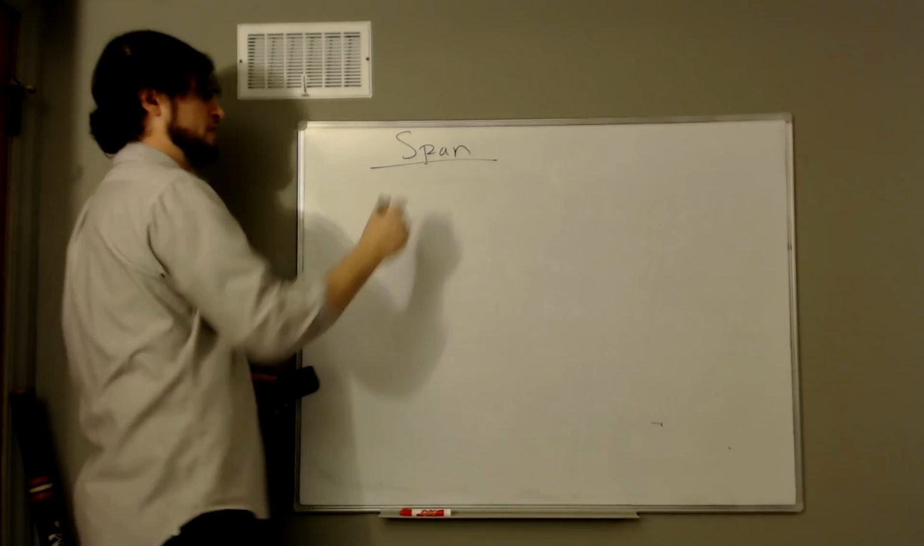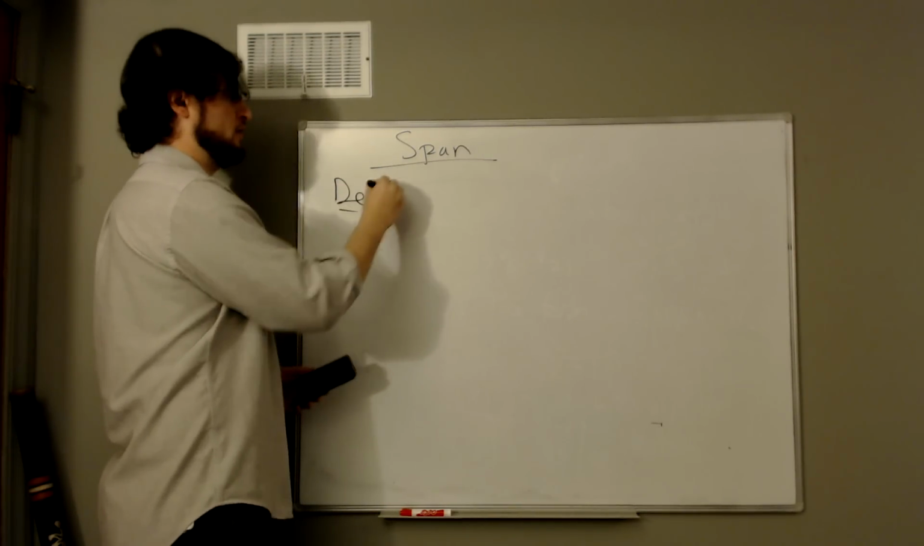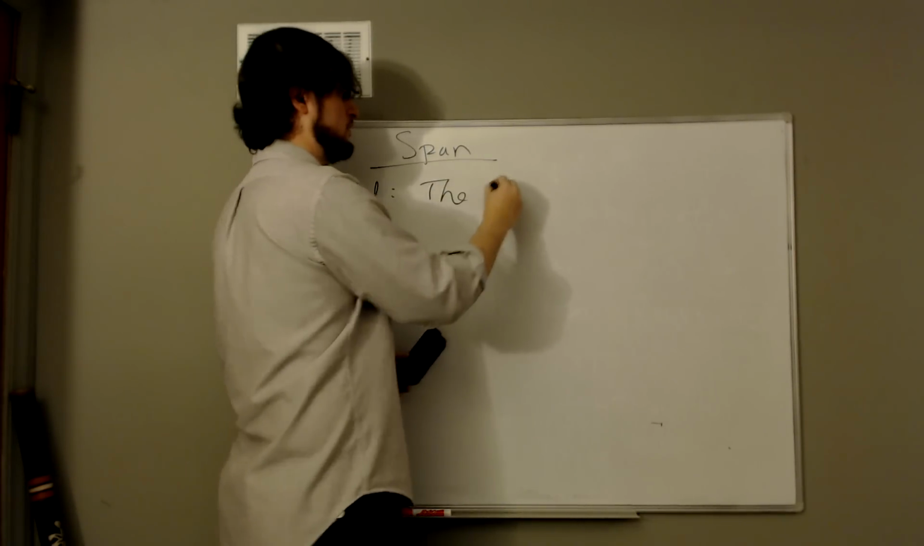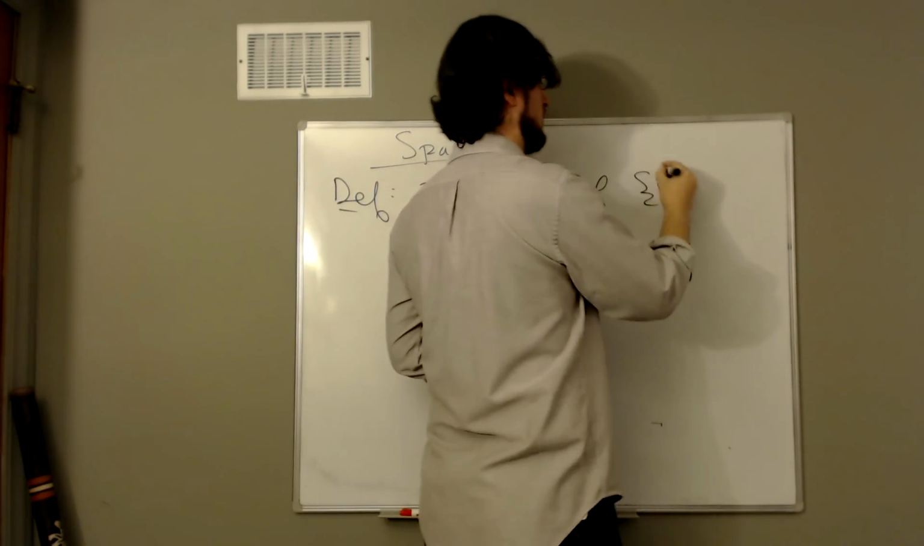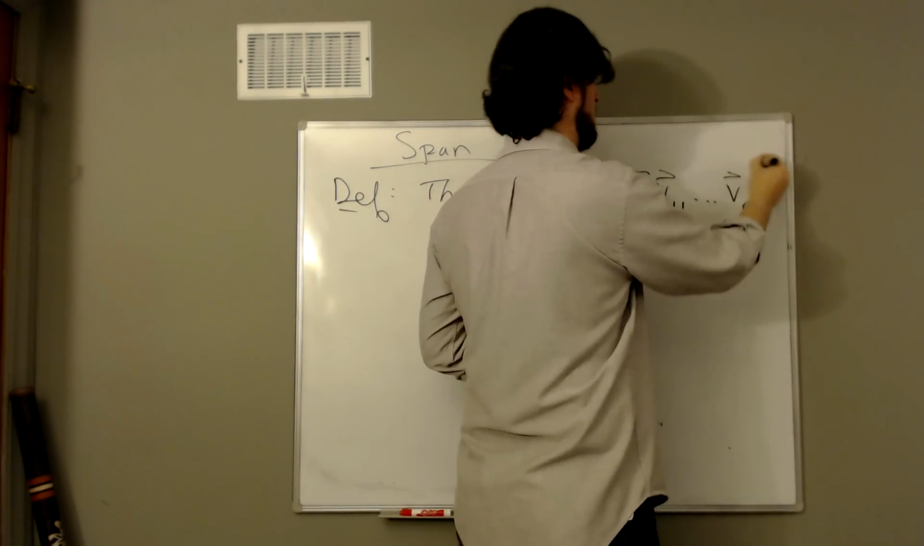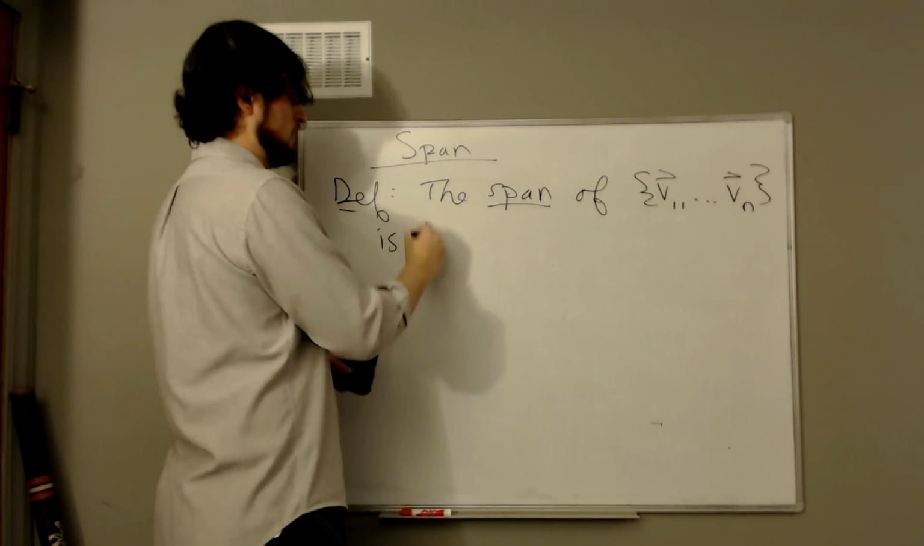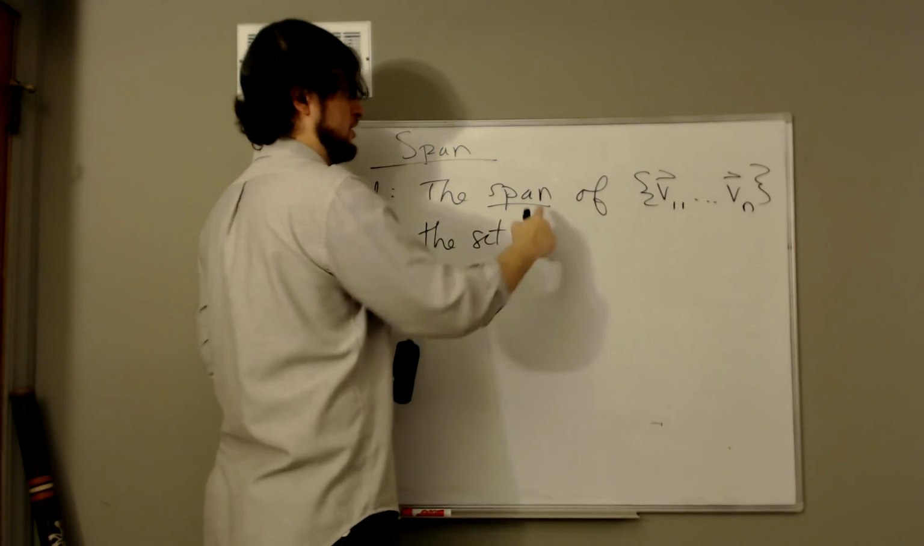That relates to span as follows. The span of a set of vectors, v1 through vn, is the set of all linear combinations of the vectors.